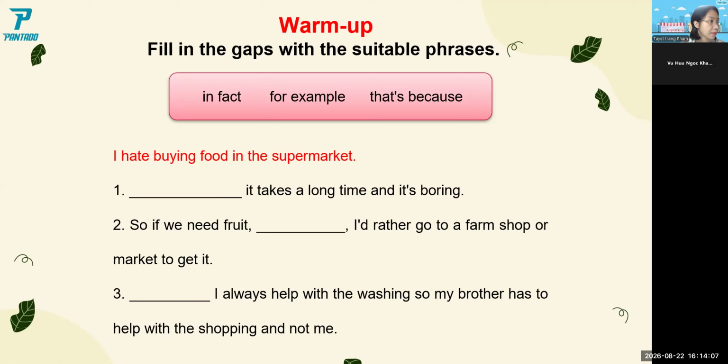Number one, you have that's because it takes long time and it's boring. Number two, so if we need food, for example, I'd rather go to a farm shop or market to get it. Okay, I think so. In fact, I always have the washing, so my brother had to help with the shopping and not me. Okay, that's right. That's because, for example, and in fact.